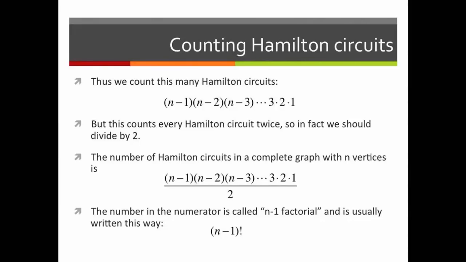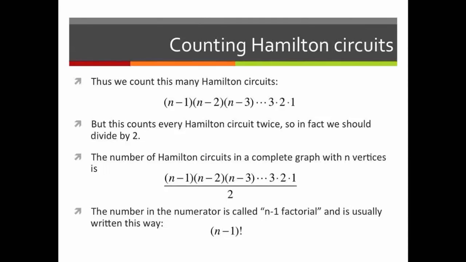So the number of Hamilton circuits is the product that I'm showing you here. It is n minus 1 times n minus 2 times n minus 3, and so on, all the way down to 3 times 2 times 1. But remember, this counts every Hamilton circuit twice because of the business about forwards and backwards. So in fact, we should divide by 2. So really, the number of Hamilton circuits in a complete graph with n vertices is n minus 1 times n minus 2 times n minus 3, and so on down to 3 times 2 times 1, divided by 2.